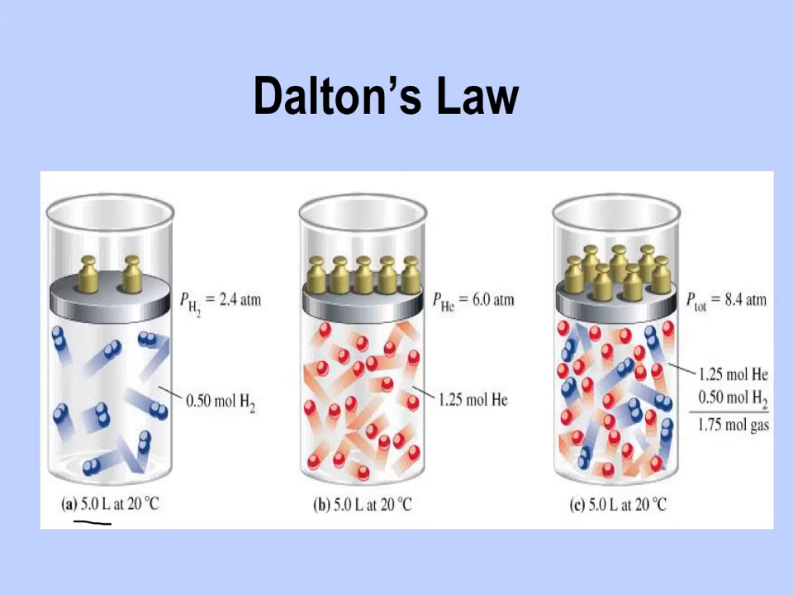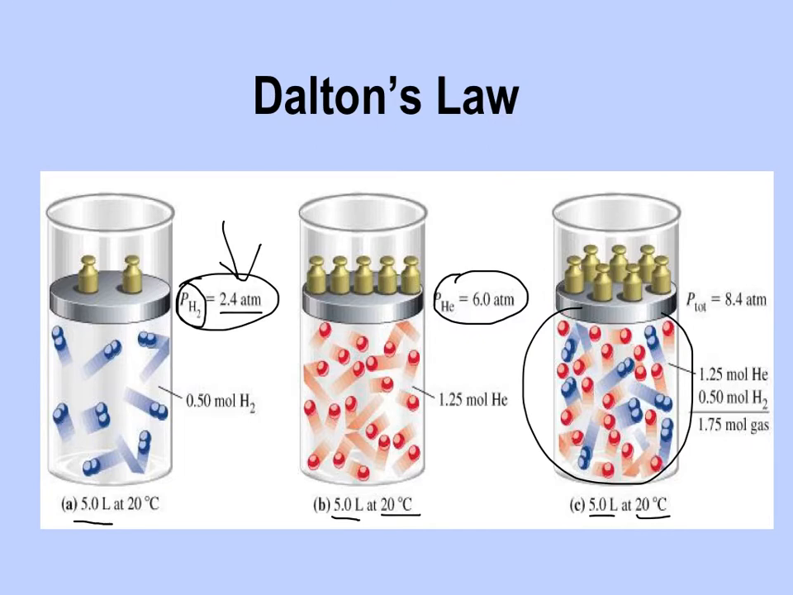Here we have 5 liters of hydrogen gas, and it exerts a pressure of 2.4 atmospheres when it's at 20 degrees Celsius. Now later on in this unit we're going to learn how to calculate some of these numbers, but for this particular thing today, all we need to know is that we're given that the hydrogen has a pressure of 2.4 atmospheres. Again, 5 liters at 20 degrees, 5 liters at 20 degrees, so all of these are consistent. Our pressure of our helium gas is 6.0 atmospheres. So we have hydrogen gas at 2.4, helium at 6.0, and now let's suppose that we were to mix those together in the same size container.